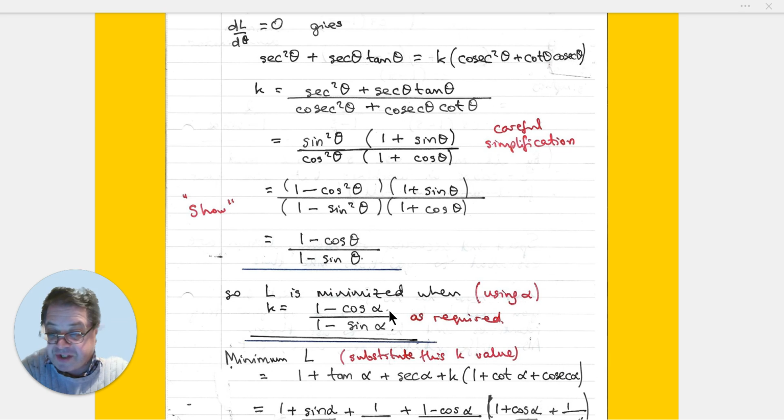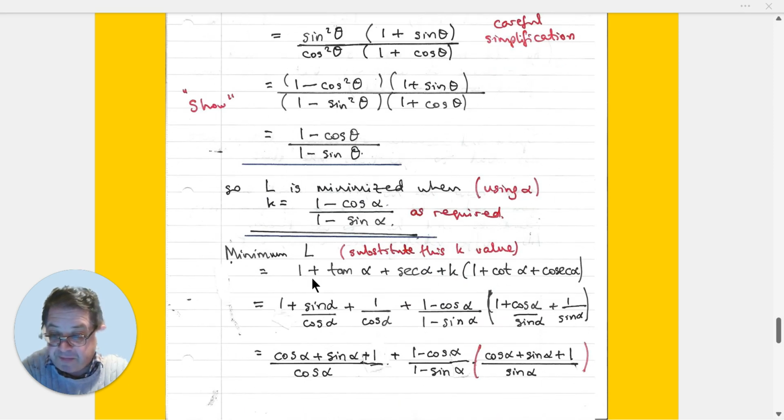We now need to go back and substitute that k value in, 1 take cos alpha over 1 minus sine alpha, and simplify to find the minimum value of the length. So there is our expression. I'm replacing k by the expression we just found and putting everything into the form of sine alpha and cos alpha. I've gone for common denominators on the left hand side and on the right hand side, and what I'm going to work towards is common denominators all the way through.